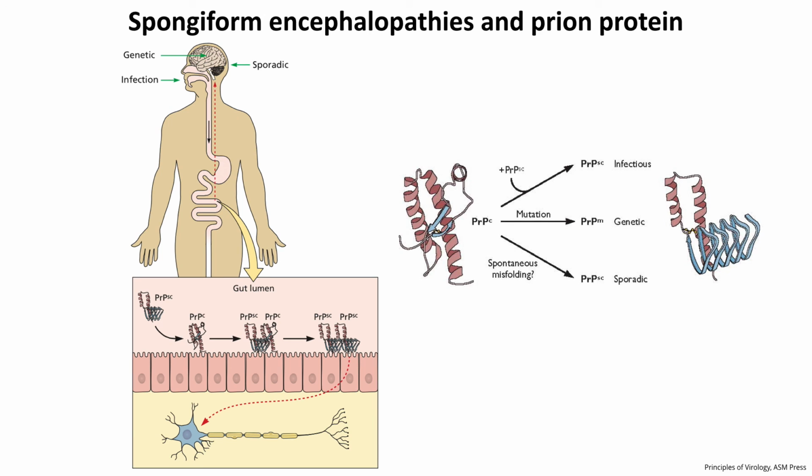Now, if you eat contaminated material, we think the PrPSc goes into your intestine, converts the PrPC in your intestines to the pathogenic form, and then that travels by axonal transport up into the CNS and continues its propagation there. And the other forms that you would acquire spontaneously or through genetic forms, again, the protein is misfolding somewhere. We don't know exactly where initially. It could be in the CNS.